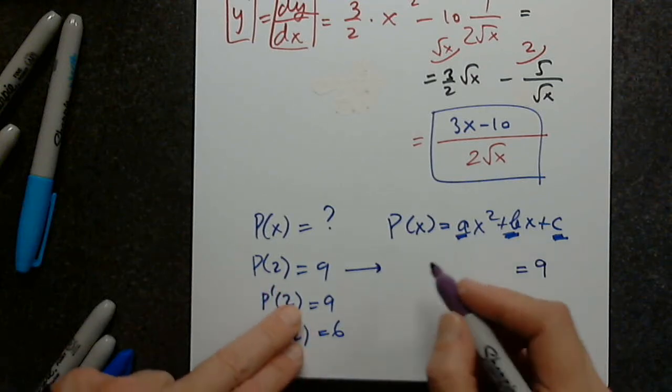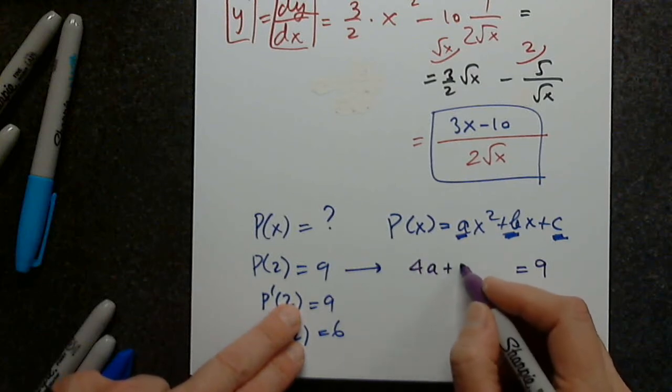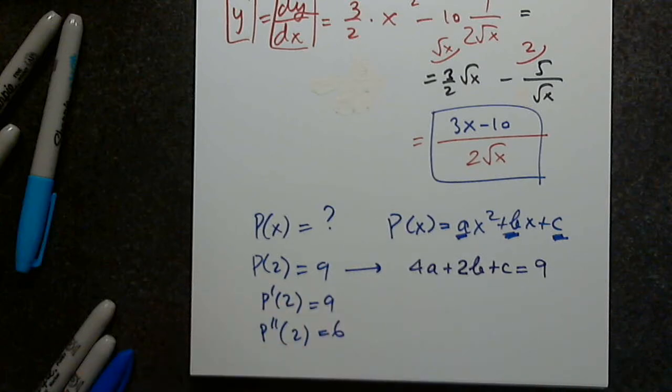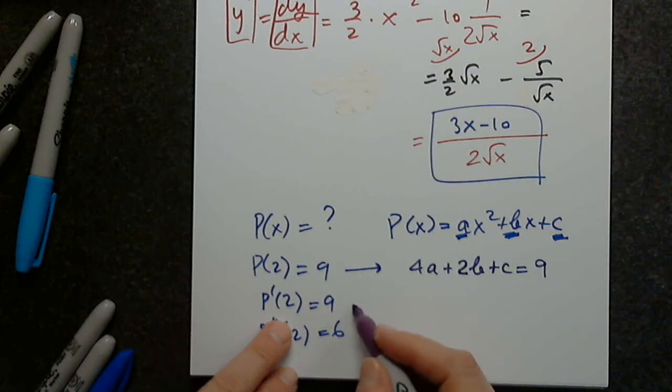a squared. Very good. So 4a plus 2b plus c. This is the first equation. Is this understood, everyone? Please stop me if you have questions. Okay, let's find the first derivative first.